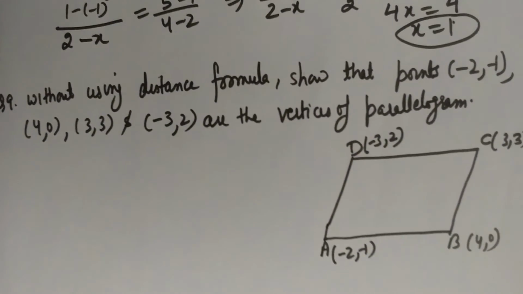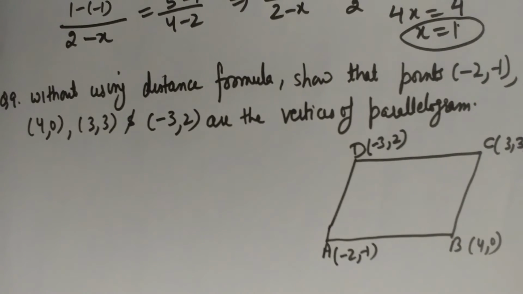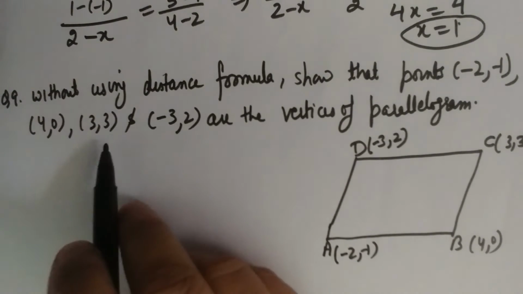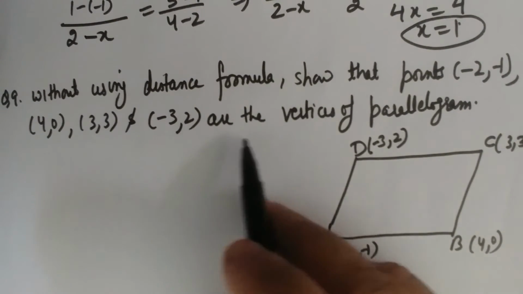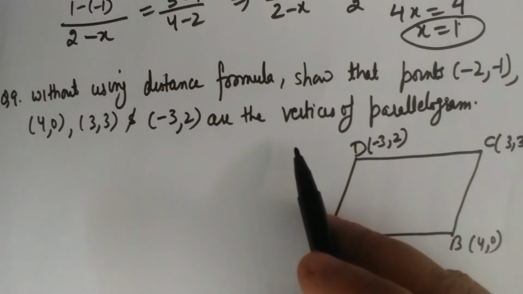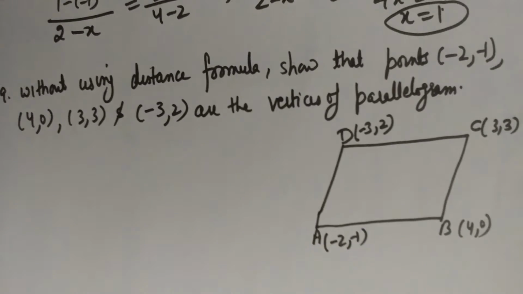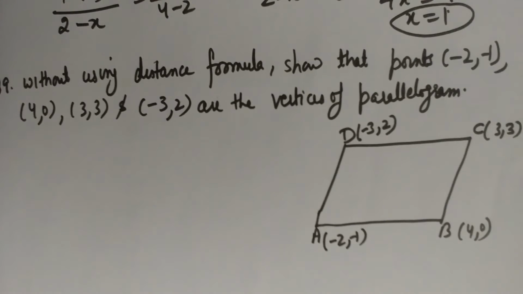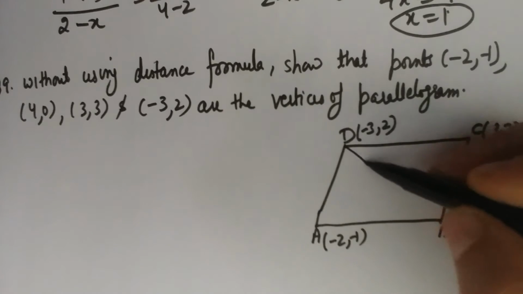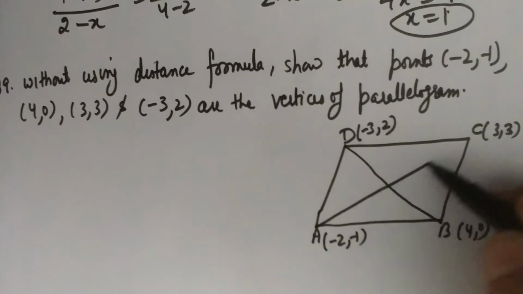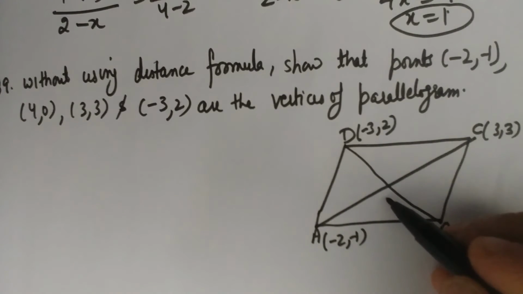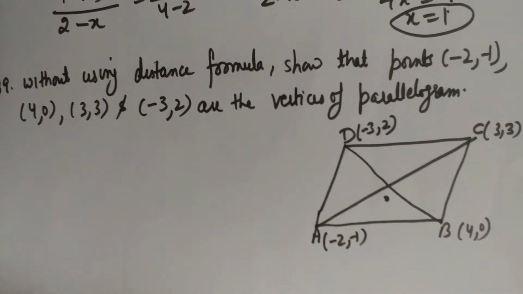Okay. Number 9 is, without using distance formula, show that the points -2, -1, 4, 0, 3, 3 and -3, 2 are the vertices of a parallelogram, right? So these are my vertices of the parallelogram A, B, C, D I took. And the best way to work it out is I know that the diagonals of a parallelogram bisect. So I will find the midpoint of the diagonals, and that should be the same.